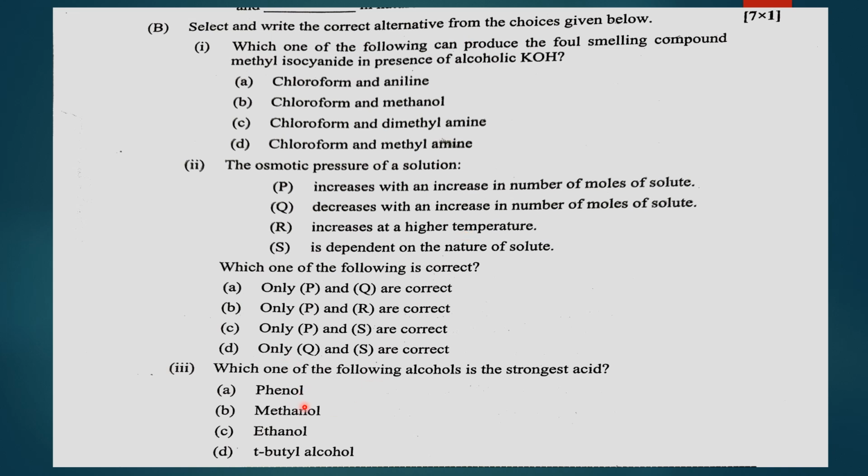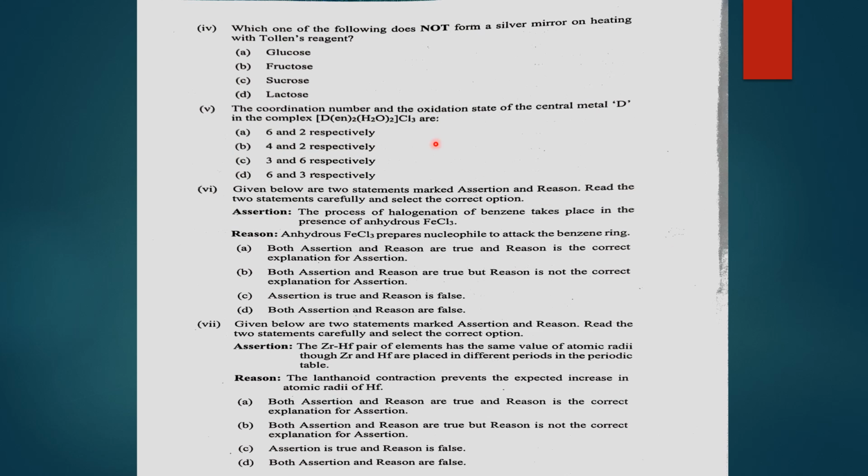Here phenol will be the strongest acid, aromatic. It is resonance stabilized, the conjugate base phenoxide. So phenol is the most acidic here. Next, does not give silver mirror, so the non-reducing sugar you have to select here, and that is sucrose.